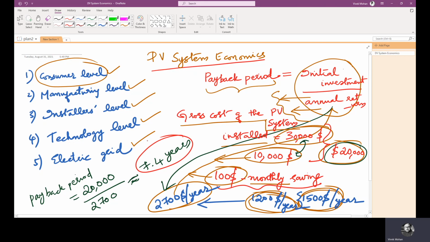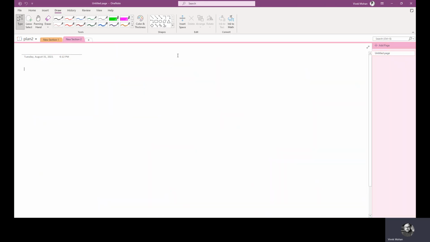Okay, now this is a simplified way of calculating the payback period. If we want to do it practically for a system in detail, then other aspects should be taken into consideration. The payback time is influenced by the annual solar radiation on the PV system at the location on which it is installed. So irradiation is one factor. Then it can depend on the orientation of the panel.